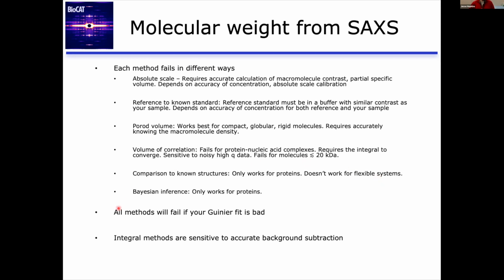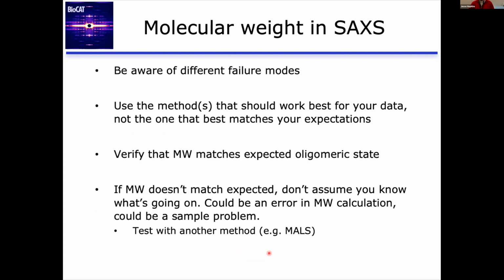The other thing I want to point out is that all the methods will fail if your Guinier fit is bad, because they all rely on either I0, Rg, or both. So if you have a bad Guinier region or you've done a bad fit, you're not going to get reliable results out of the molecular weight. The integral methods are also sensitive to accurate background subtraction. So when you're calculating molecular weight from SAXS, you need to be really aware of the failure modes.